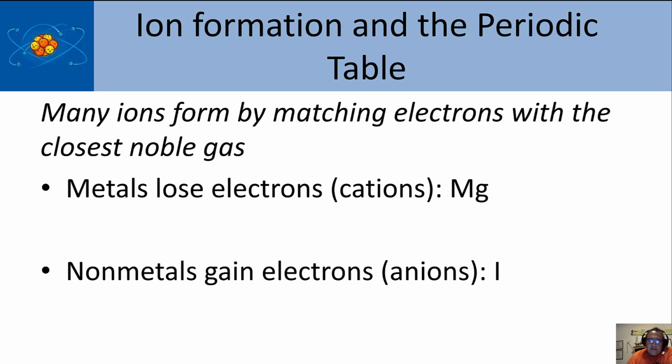So in terms of the periodic table, we knew metals lose electrons, and nonmetals gain electrons. But here's the thing: when ions are formed, they try to match electrons with the closest noble gas.